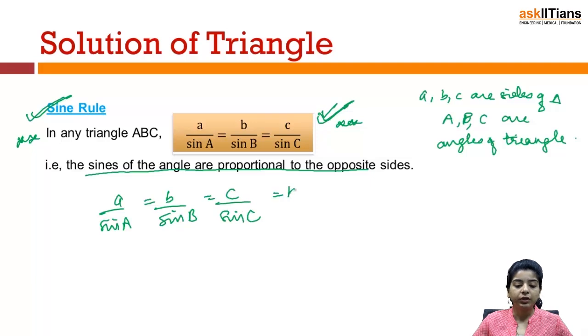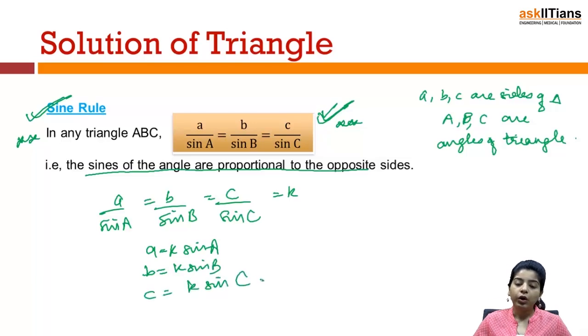And if I assume it to be k, I can write it as a equal to k sin A, b equal to k sin B and c equal to k sin C. Or you can also use it the other way around, that is, you can say sin A by a is equal to sin B by b is equal to sin C by c. We shall also discuss some questions based on application of the sine rule.